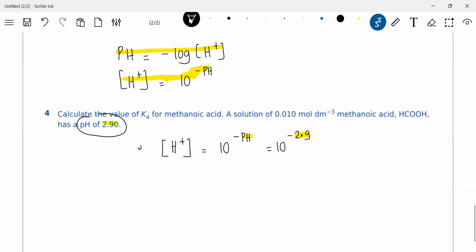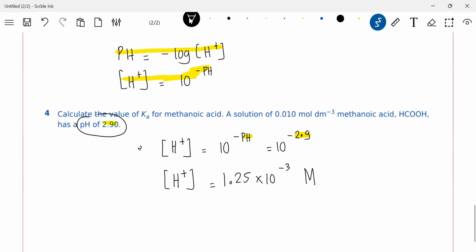Maybe you can use calculators. So the concentration of H positive is 1.25 times 10 to the power of negative 3. Don't forget the unit of the concentration is molar, molarity. This is the first step. Okay, and then the next step.